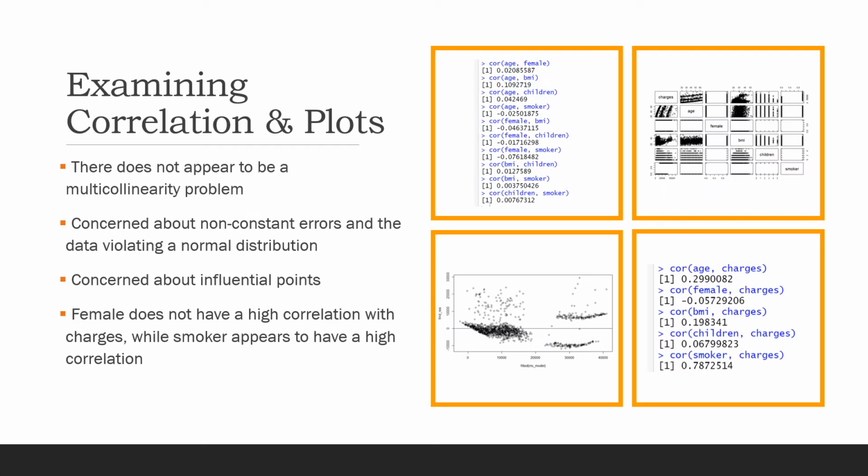In order to perform a preliminary analysis on the data, the correlations were taken between each pair of explanatory variables. From this, there does not appear to be a multicollinearity problem, and this was supported by the scatter plot to the right. Next, a residual plot was done, which showed that there may be issues with non-constant errors, the data violating a normal distribution, and influential points. Next, the correlation was taken between the explanatory variables and the response variable. From this, it was shown that female does not have a high correlation with charges, while smoker appears to have a high correlation.